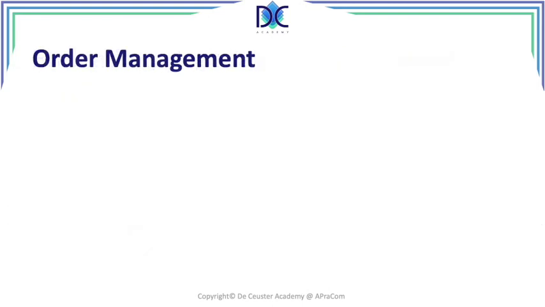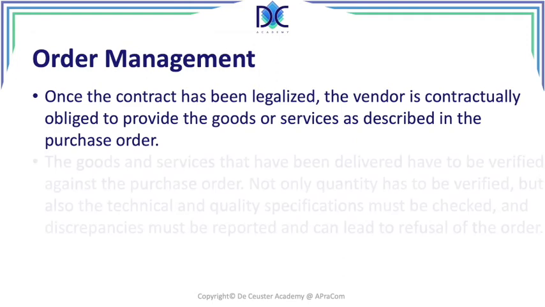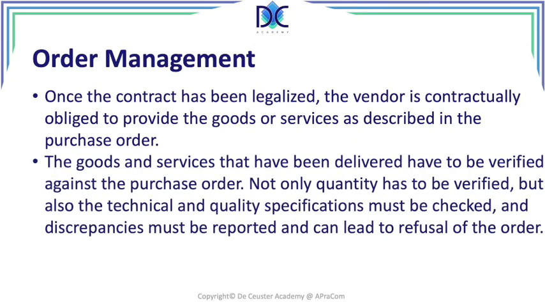From that moment on, once the purchase order was acknowledged by the vendor, the contract was in fact legally binding. Order management. Once the contract has been legalized, the vendor has to provide the goods and or services as described in the purchase order. So this is a legally binding contract, and we have to verify that these products or services comply with the conditions of the statement of work. It's not only about the quantity.